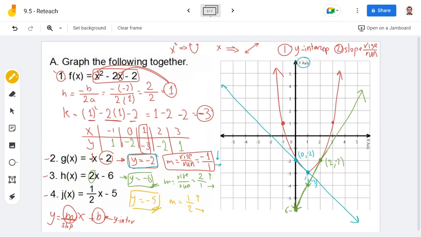So now let's start from negative 5. Y is negative 5 here. Then 1 up, 2 to the right. So it should be here. Now it should go like this one here. Now, does this one intersect with my quadratic? No. So there's no solution for this because it's not intersecting.